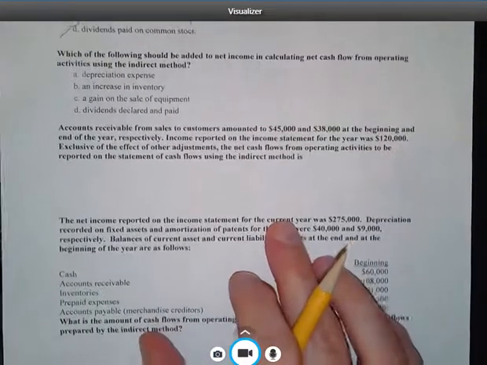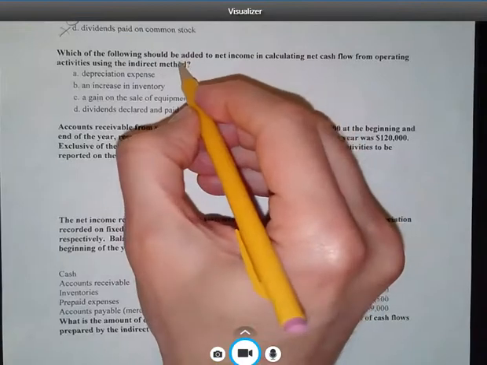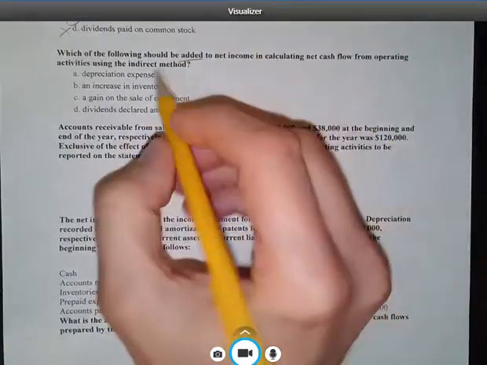Let's look at the second one. It says, which of the following should be added to net income? Looks like the exact same question. To net income in calculating net cash flow from operating activities using the indirect method. Okay, depreciation expense, an increase in inventory, gain on the sale of equipment, dividends declared and paid. Okay, so again, we're looking for an addition, not a subtraction.